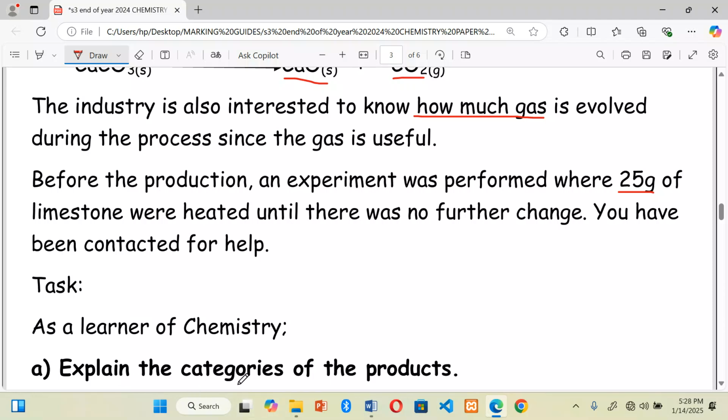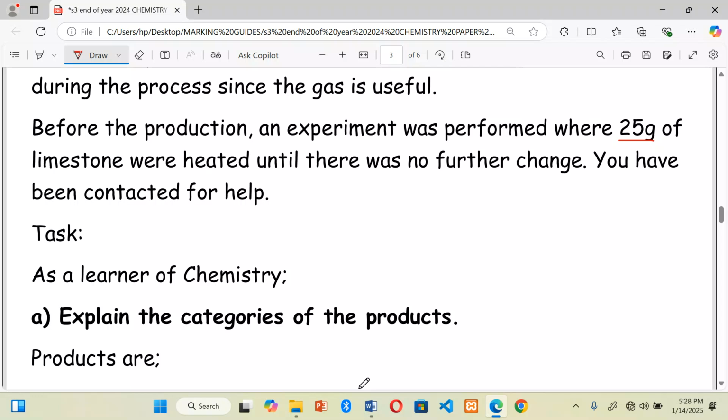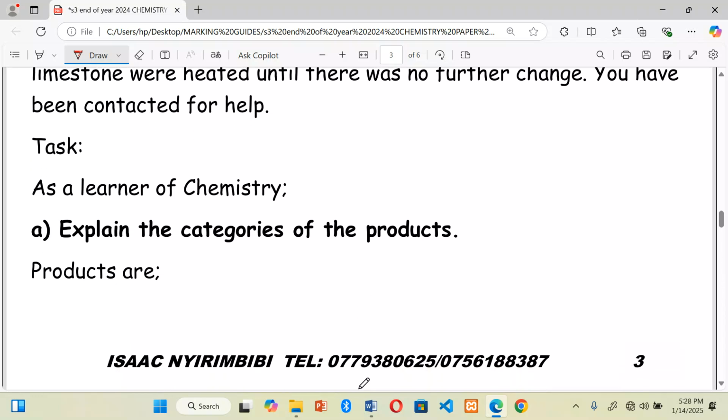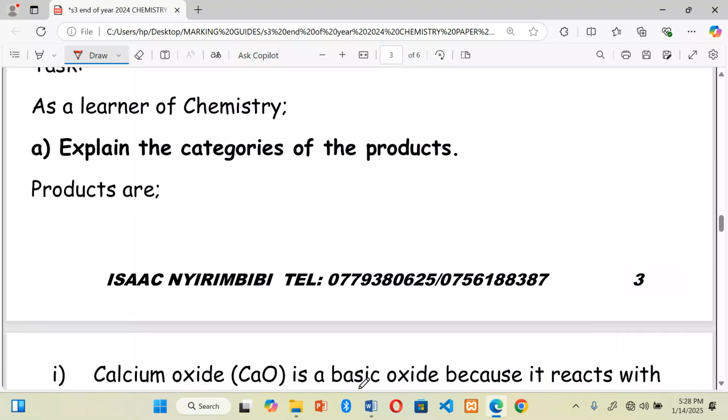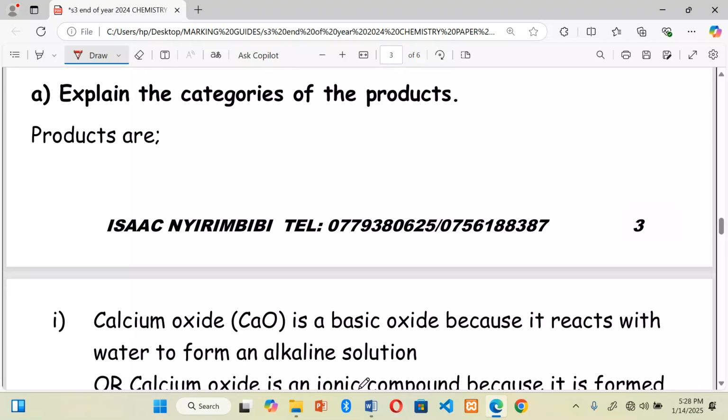They're saying categories of products, which means how many products do you have? We said we have 2 products. We have the calcium oxide and the carbon dioxide gas. And what they want us to do is to categorize the products. So here in our solution, we say that the products are, number 1, the calcium oxide. We already saw up there the calcium oxide. So we want to categorize.